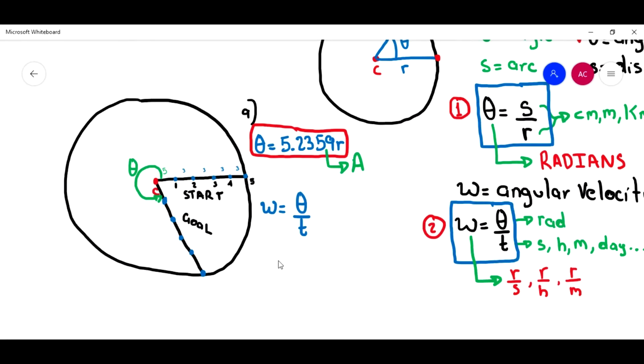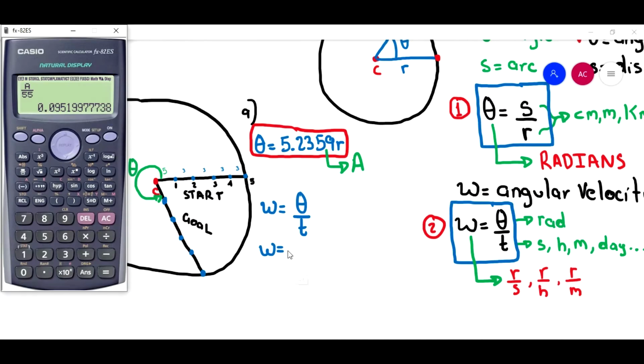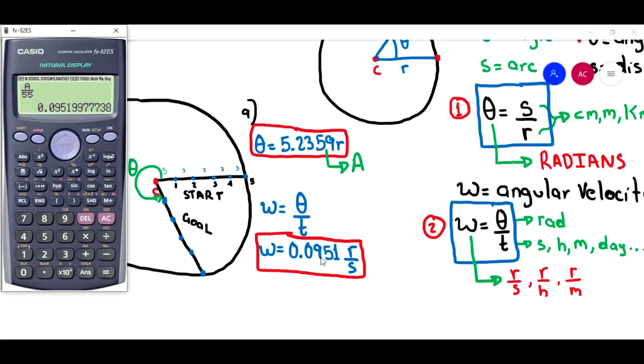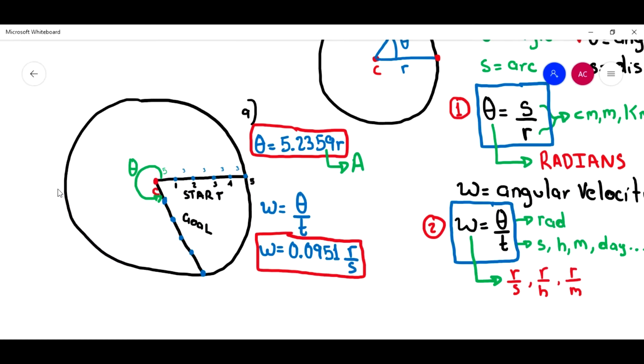So the angular velocity equals 0.0951 radians per second. Okay, so this is the answer. I'm going to save this value in memory B, shift STO B. So this is B, and I have this value in memory B.